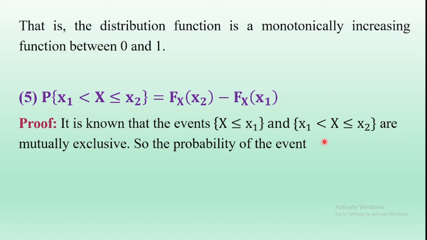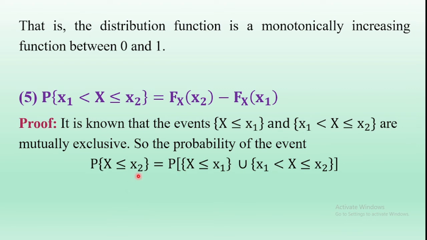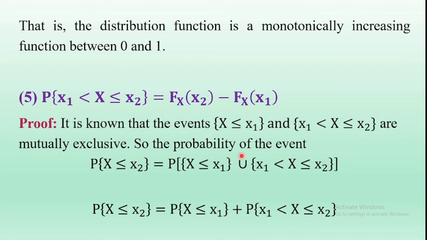So the probability of the event x less than or equal to x2 is equal to probability of x less than or equal to x1 union probability of x1 less than x less than or equal to x2. Union means summation. Since the events x less than or equal to x1 and x1 less than x less than or equal to x2 are mutually exclusive, the RHS term of the above equation is also written as probability of x less than or equal to x1 plus probability of x1 less than x less than or equal to x2.